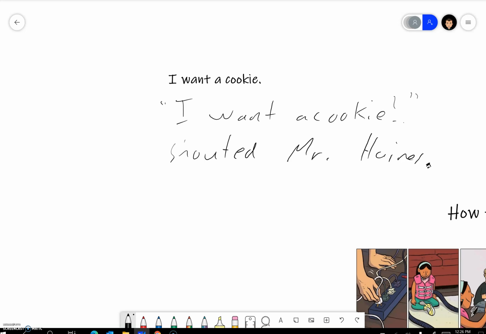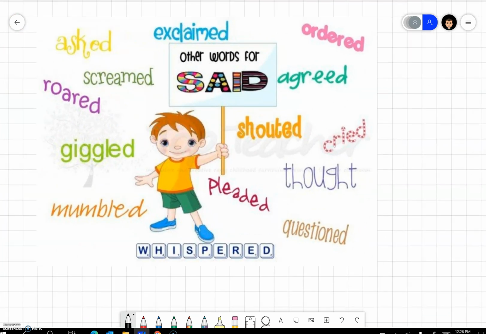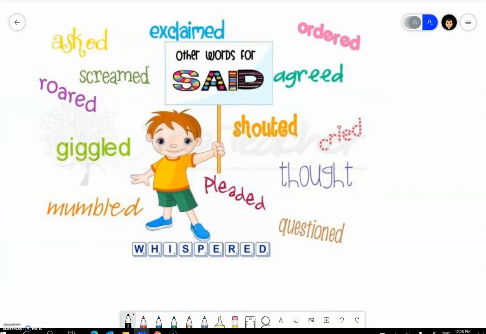And we're saying who is saying it, all right, which is really important. If you just write down all the things people are saying without including who is saying it, it's really hard to follow, okay? So last, I want to show you all the different words you can use instead of said to make it more interesting. We can have ordered, agreed, shouted, cried, thought, questioned, pleaded, whispered, mumbled, giggled, roared, screamed, and asked. Okay, and exclaimed. These are all words you can use to say how someone said it to make it more interesting.